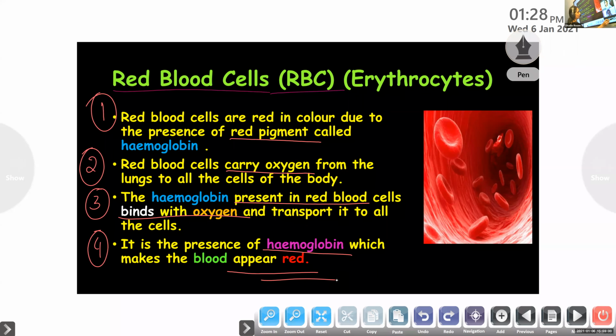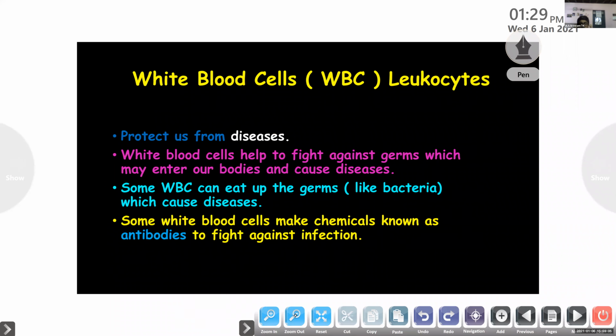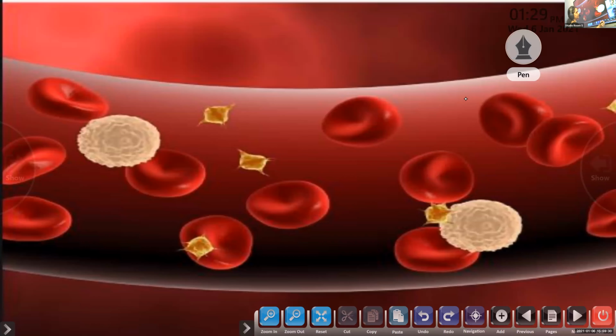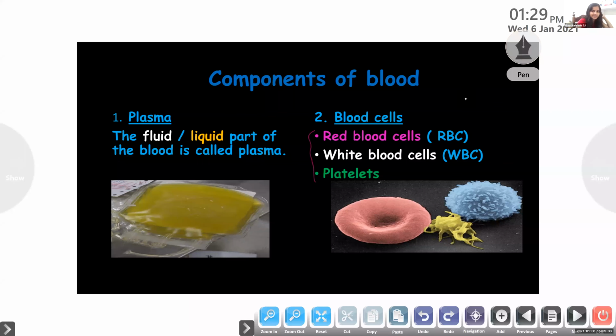Okay, I hope these points are clear. Can we go to the next point? Next is white blood cells, or WBC, and another name is leukocytes. As I told earlier, if you can remember that word, that is fine. If you are not able to remember, that is also fine. But you should remember white blood cells, that is WBC. In the previous picture, I think I showed it, right? This is only a diagrammatic representation. This is the white blood cell.